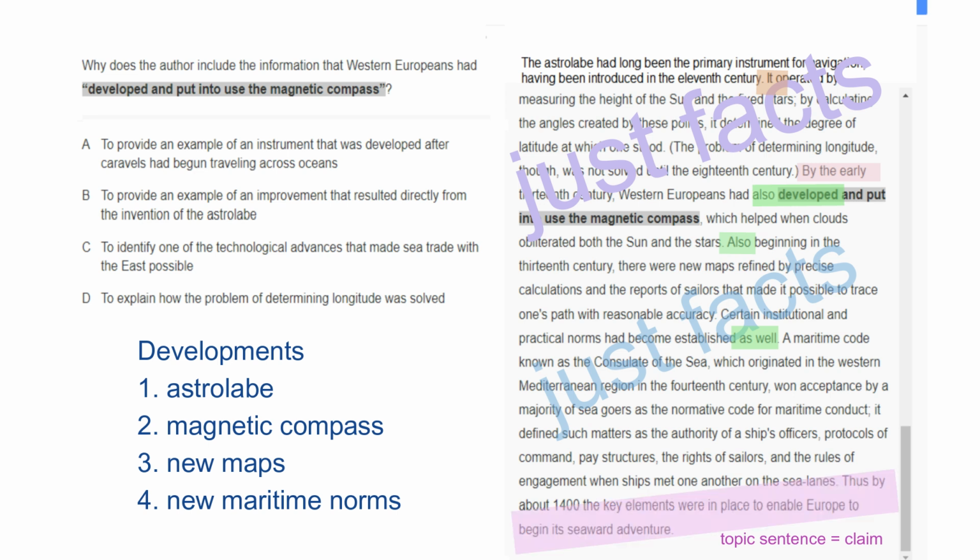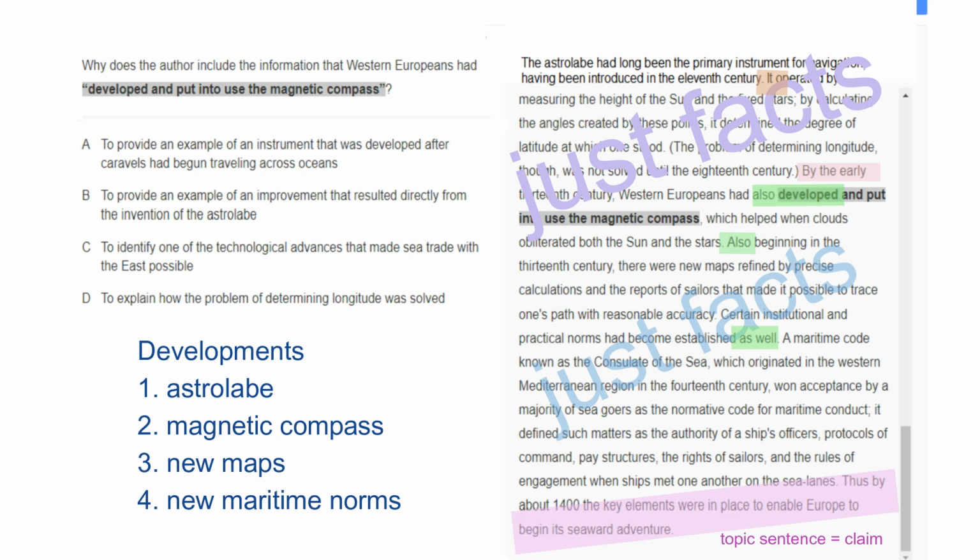And then finally, it states that "thus by about 1400, the key elements were in place to enable Europe to begin its seaward adventure." This is the main point, that by the 15th century, all the key elements for the seaward adventure were developed, which are the astrolabe, magnetic compass, new maps, and the maritime code. So we know that the compass was used as one of the elements that allowed maritime travel.